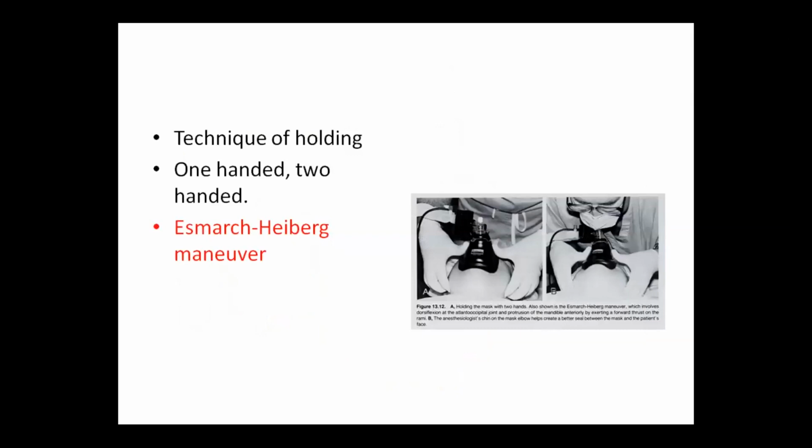Now, again, the examiner can ask you about how you hold it, what the one-handed techniques are, what the CE technique is, what the two-hands technique is. One name an examiner is very fond of asking is the Esmarch-Heiberg maneuver. It's nothing but a jaw thrust maneuver. Okay, so the Esmarch-Heiberg maneuver is a jaw thrust maneuver. Don't confuse it with a heavy spelling.